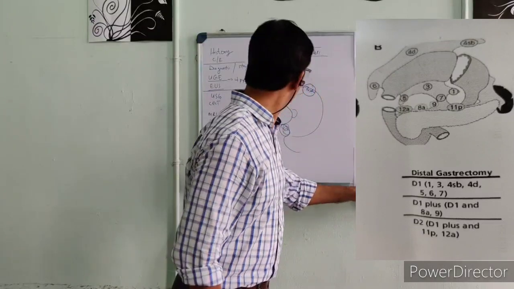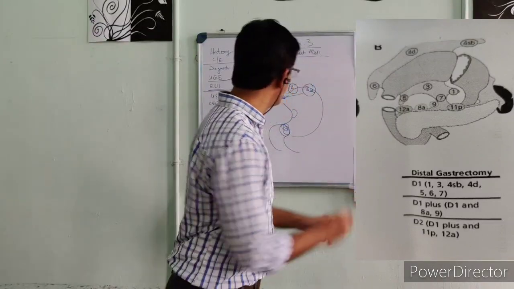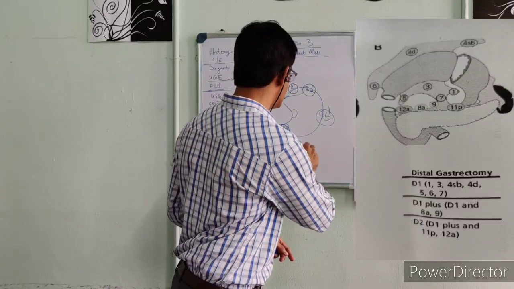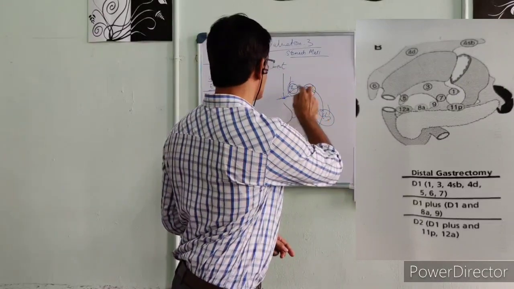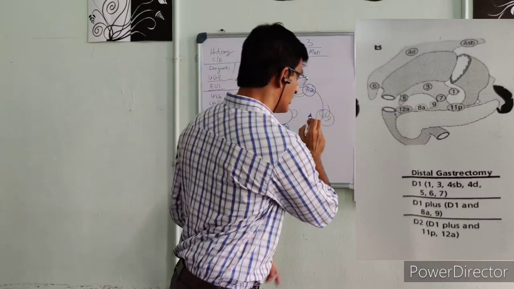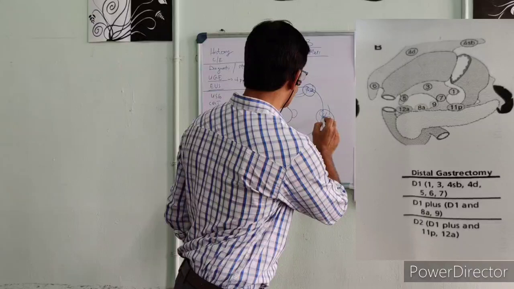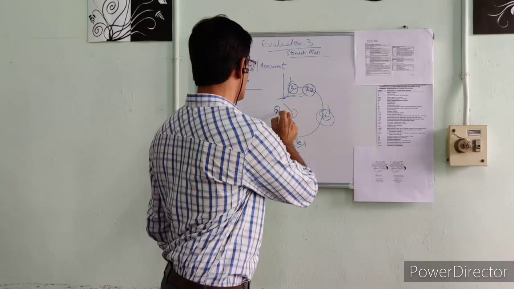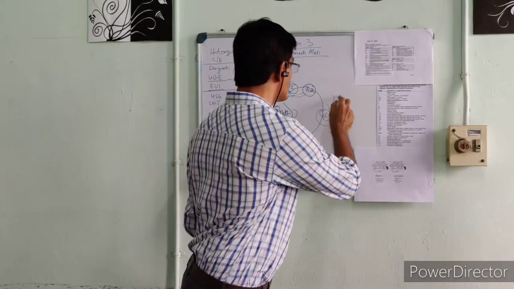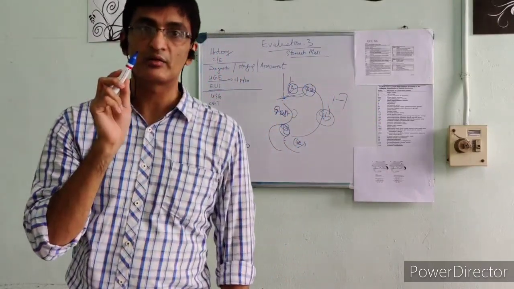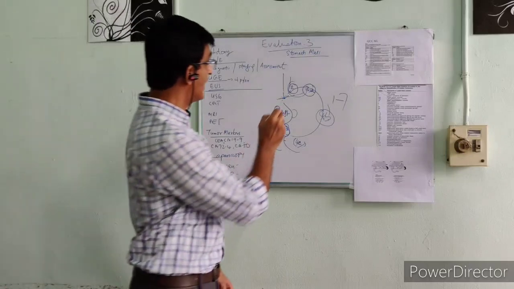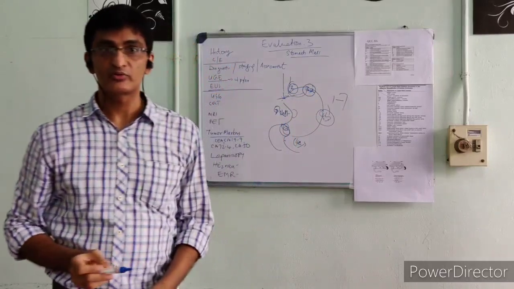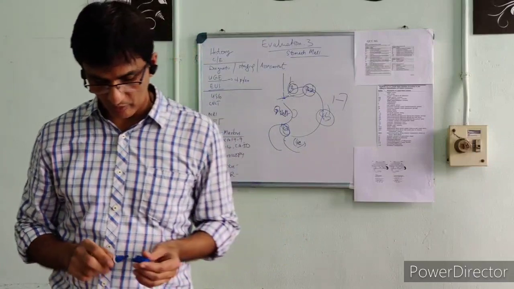In D1: level 1, 3, 4B, 4D. 4D means this is the left gastroepiploic. So these two groups are avoided. So level 1, 3, 4A, 4B, 4D, and 5 and 6. And 7. The 7 group is the left gastric. So level 1 to 7 is the D1 group of dissection, D1 gastrectomy. But in distal gastrectomy, you may not dissect these two groups, the left cardiac and the short gastric groups. So there is some difference in the lymph node groups which are removed.